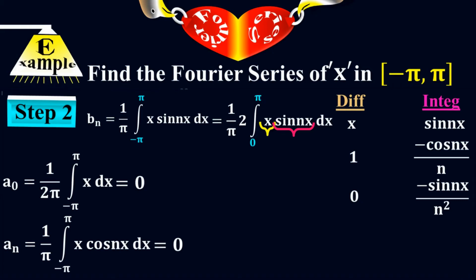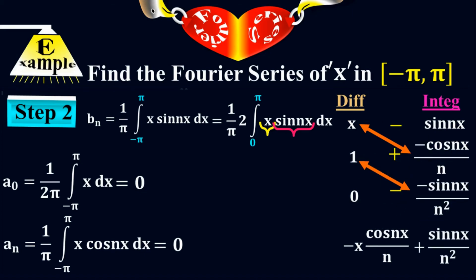Don't forget, we have already done this technique in the integration by parts section. I have done several problems using this technique. Just go and check the integration by parts section. I have minus and then plus and then minus. Take the cross product between these two terms, which equals minus x times cos nx over n, and the product between these two terms, which equals plus sin nx over n square, because minus times minus equals plus. This is my output here.